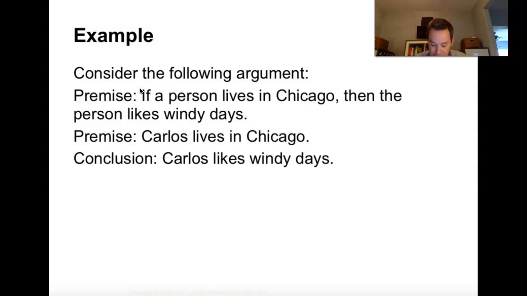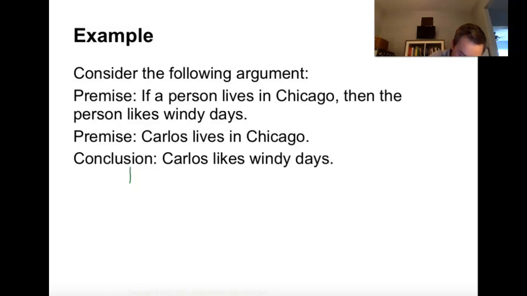So first thing I'm going to do is build a Venn diagram out of this, right? So we're going to go, what are the sets of people that we were talking about? It's the set of people that live in Chicago and the people that like windy days. And the way that they've set up this conditional is a subset relationship. If they live in Chicago, then they like windy days. So let's see if we can construct a Venn diagram for this.